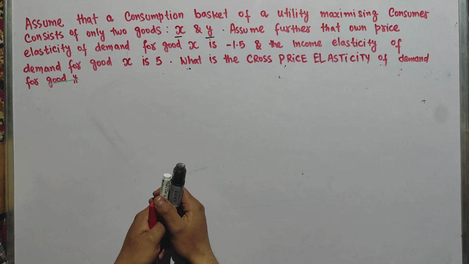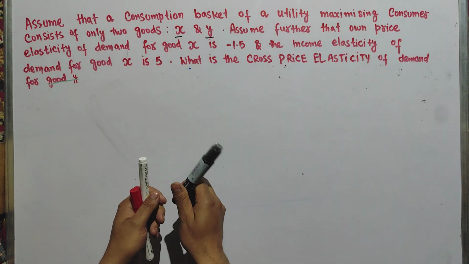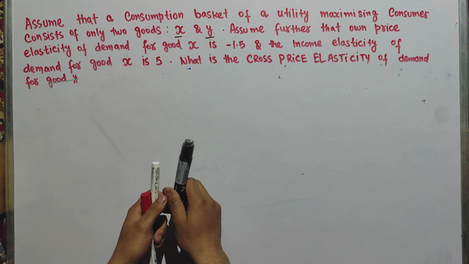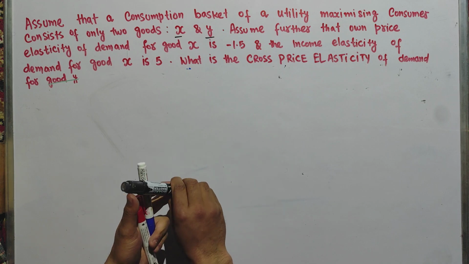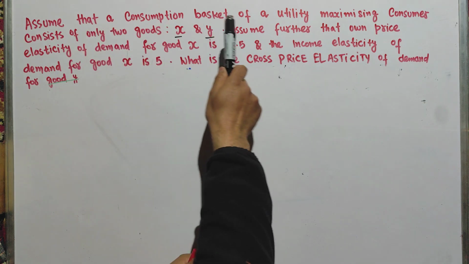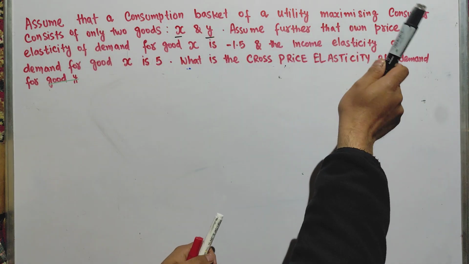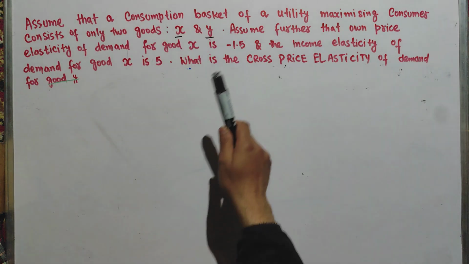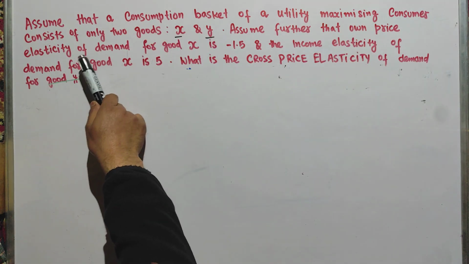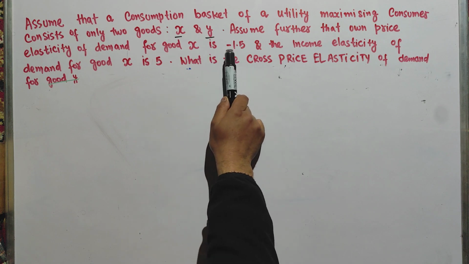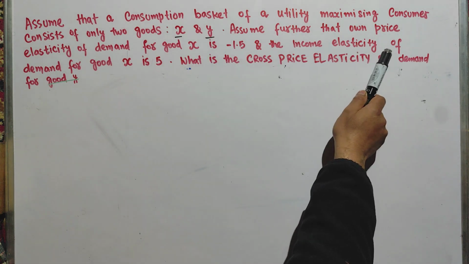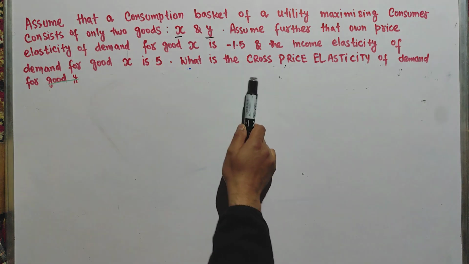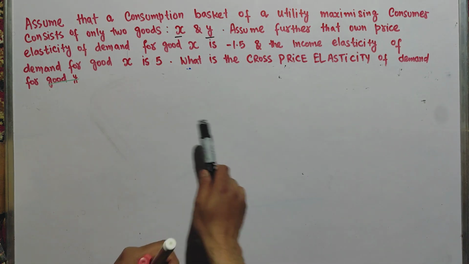Let us solve an interesting question on the relationship between own price elasticity of demand, income elasticity of demand, and cross price elasticity of demand. The question is, assume that a consumption basket of a utility maximizing consumer consists of only two goods, that is X and Y. Assume further that own price elasticity of demand for good X is minus 1.5 and income elasticity of demand for good X is 5.